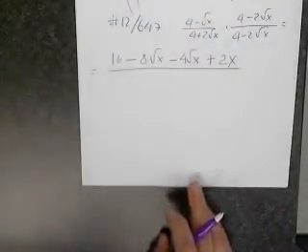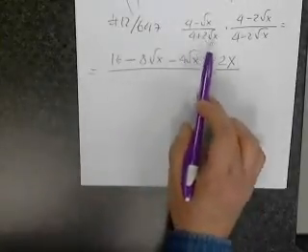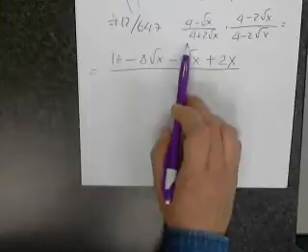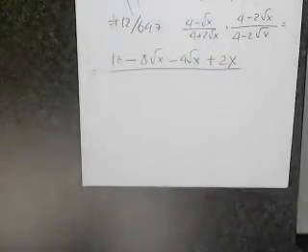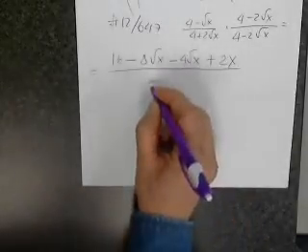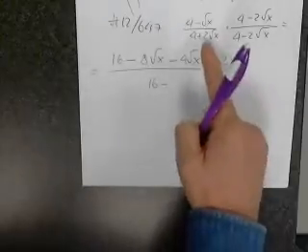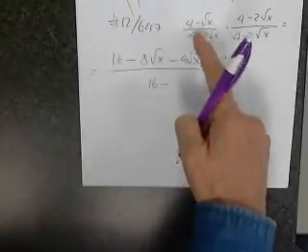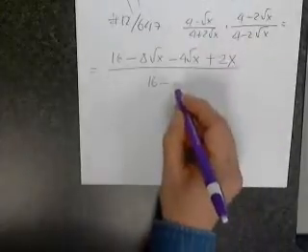I recommend for the denominator, instead of foiling it, remember a plus b times a minus b is a squared minus b squared. You can foil if you want to. A squared, 16, minus this quantity squared. I have to square 2, and I have to square the square root of x. 4x. Yes.